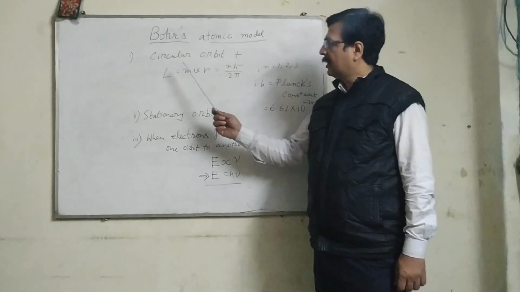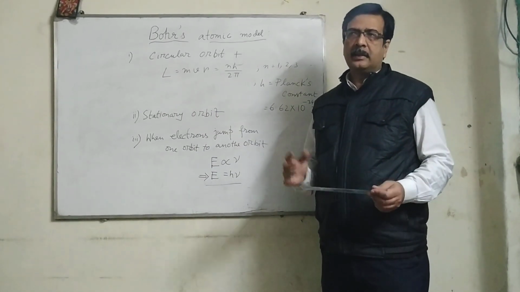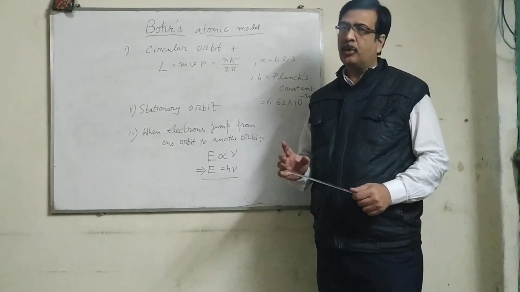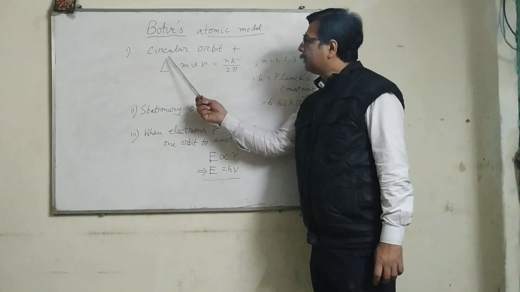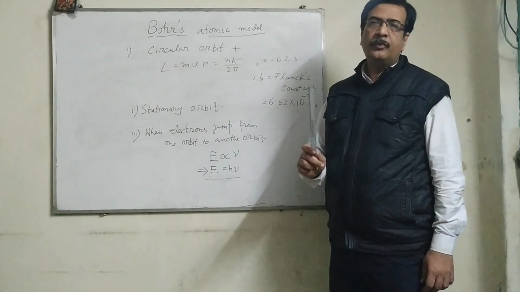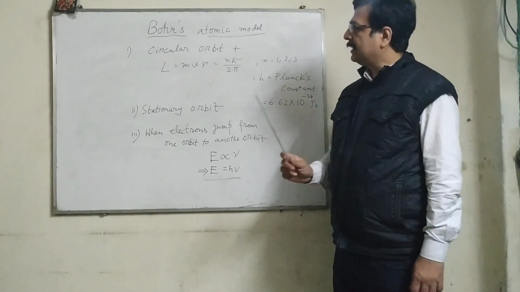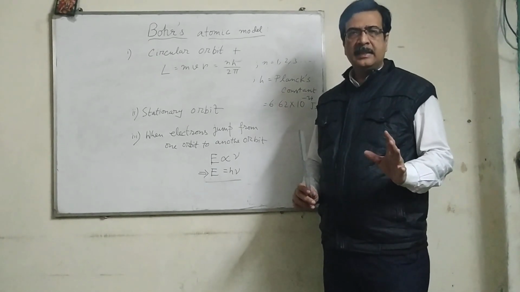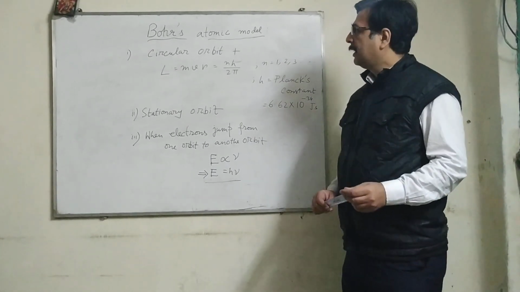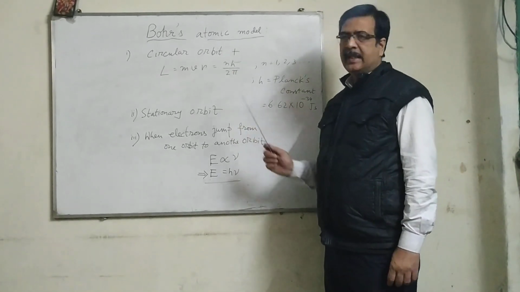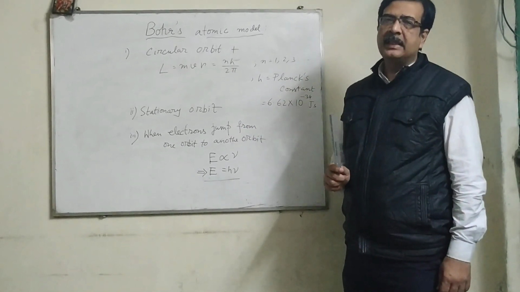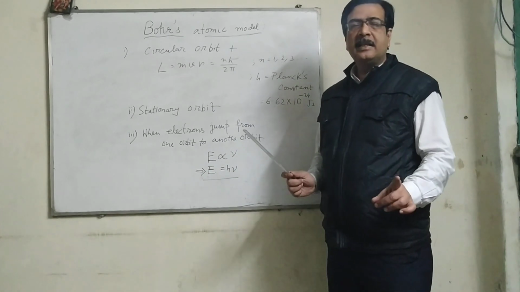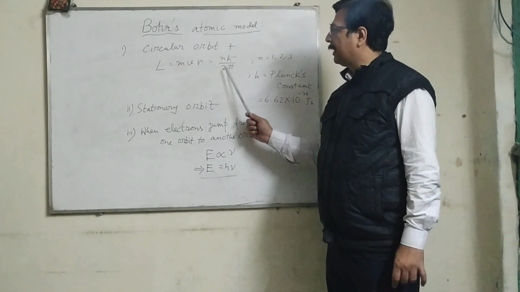First one is that Rutherford told electrons move around the nucleus in any orbit. And what did Bohr tell? Bohr told that electrons move around the nucleus in certain circular orbits. And when they move in this way, the angular momentum of the electron, that is mvr, is an integral multiple of h by 2 pi.